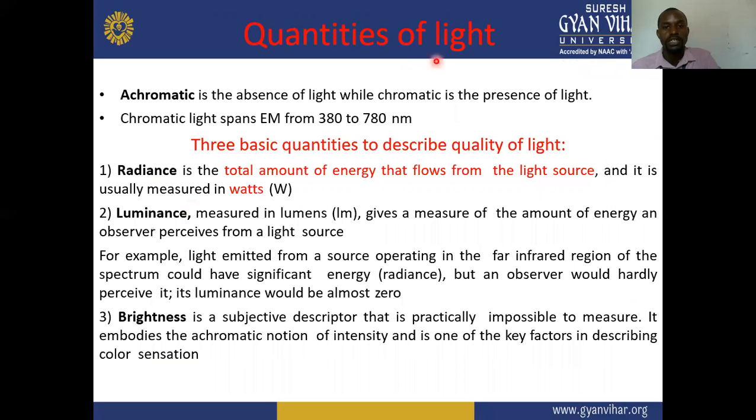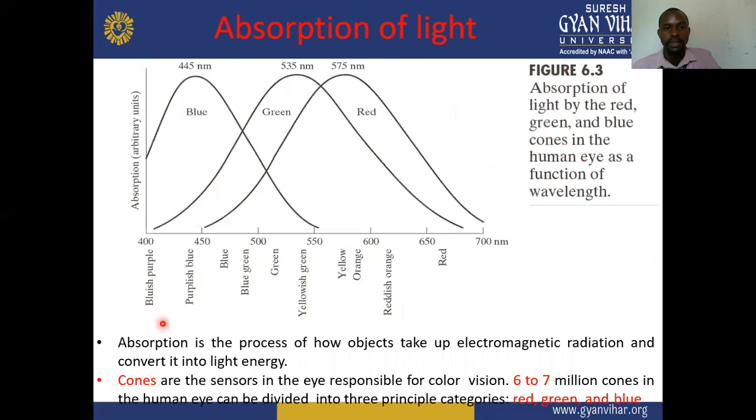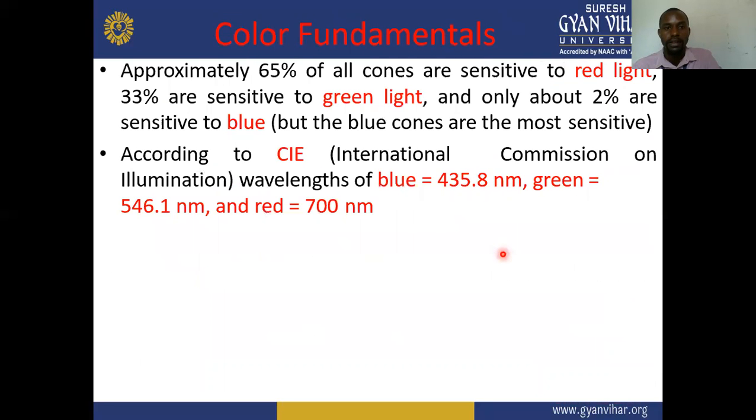Next, we have the quantities of light. So that is, we have the achromatic, we have the radiance, luminous, as well as the brightness. Next, we have the absorption of light. The absorption of light can be divided into different colors depending on their wavelength.